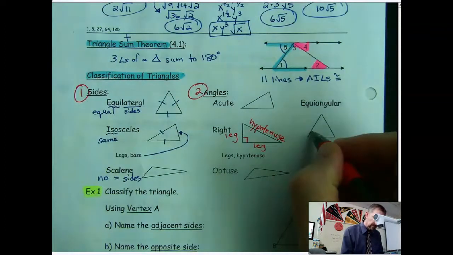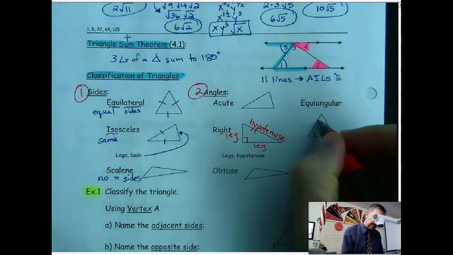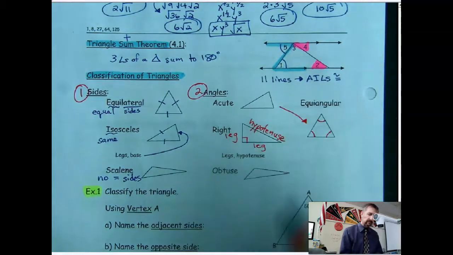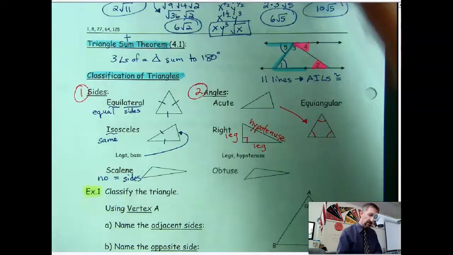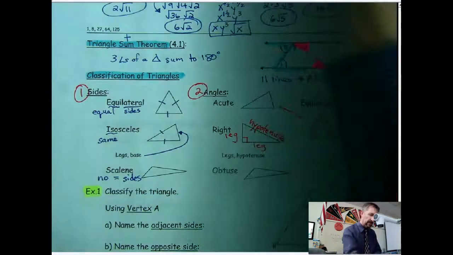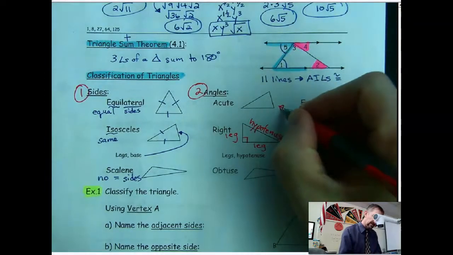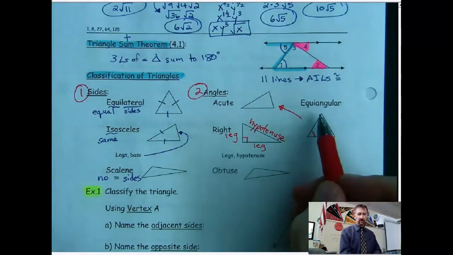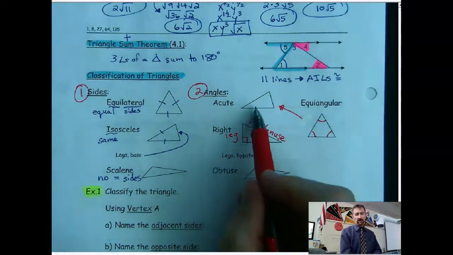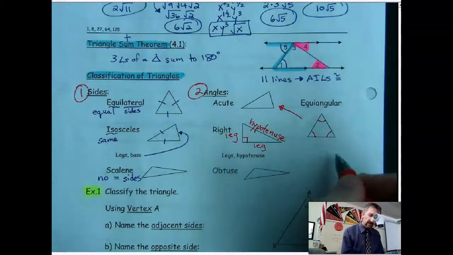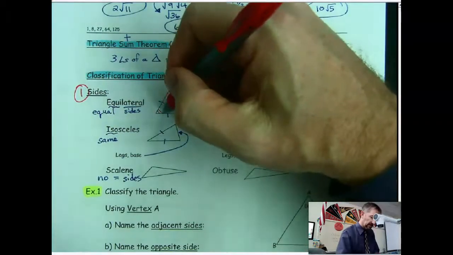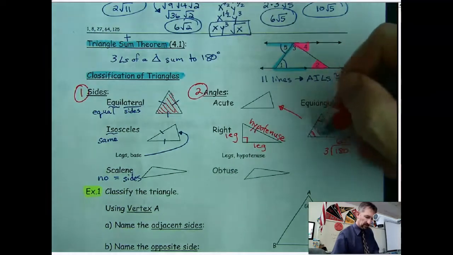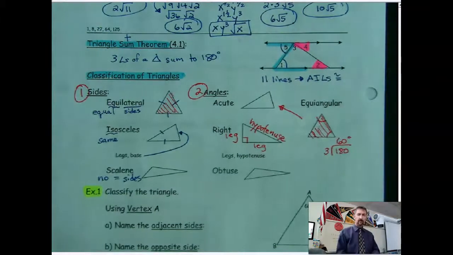equiangular is a special kind of acute triangle. Maybe I should put that arrow going the other way. And equiangular is an acute. All equiangular triangles are acute triangles. Not all acute triangles are equiangular. And if you think about it, if the three angles add up to 180 and the angles are all equal, then they're all 60 degrees. And an equilateral triangle is also equiangular. So those two go together.